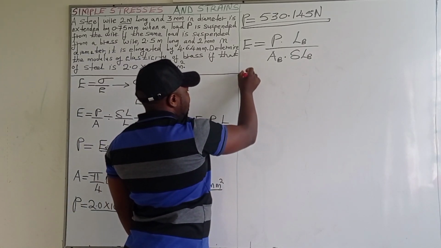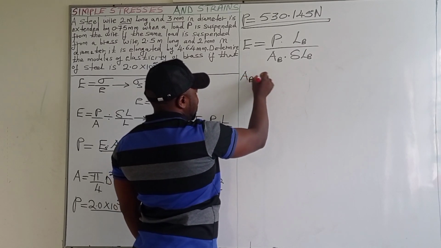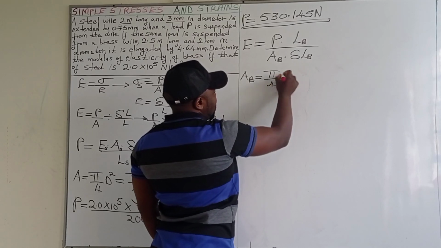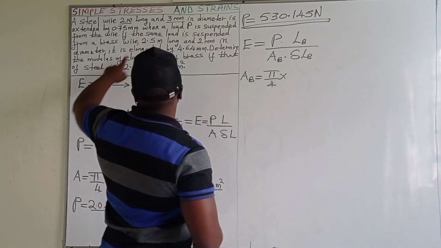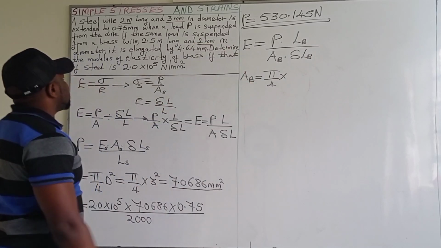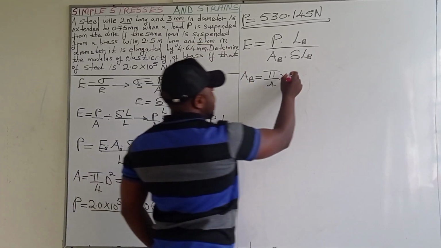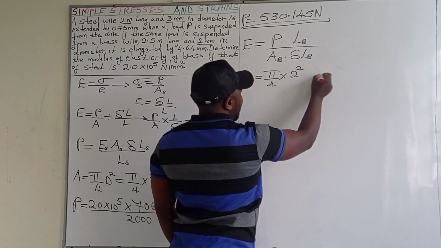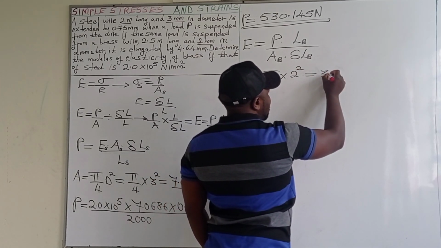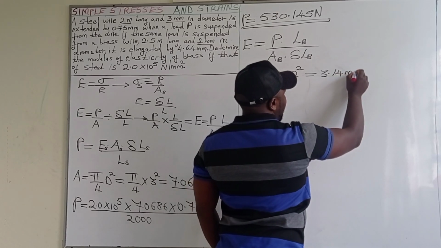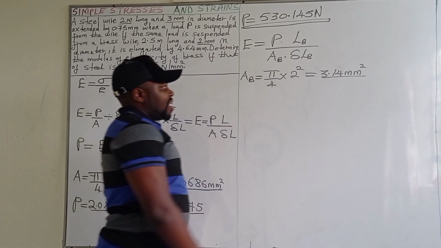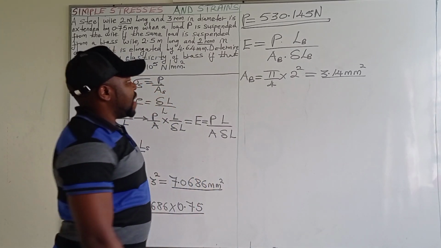Now let's begin with determining the cross-sectional area of the brass wire. This is going to be pi over 4 times the diameter of the brass wire, which is 2 millimeters, so 2 squared. This gives us an area of 3.14 square millimeters. So that is the cross-sectional area of the brass wire.